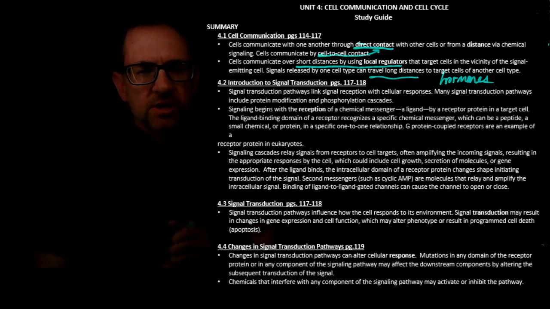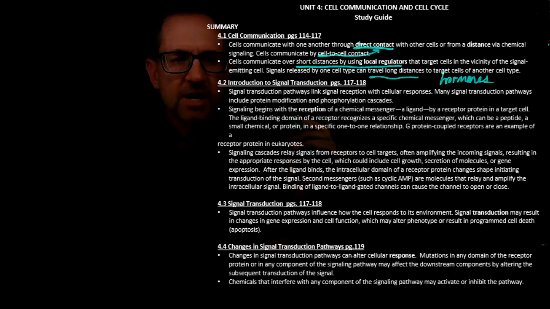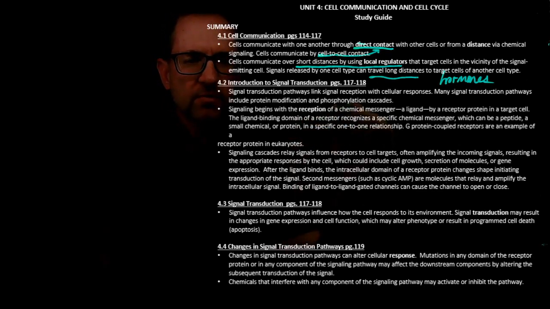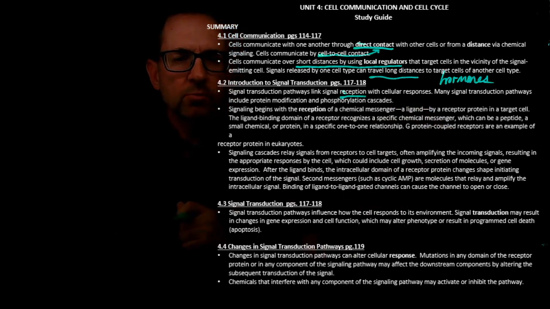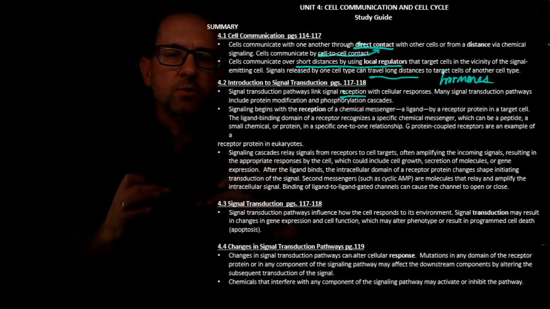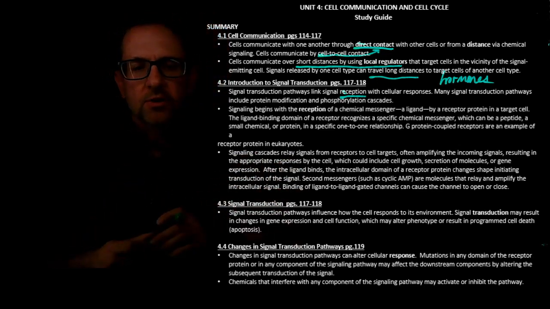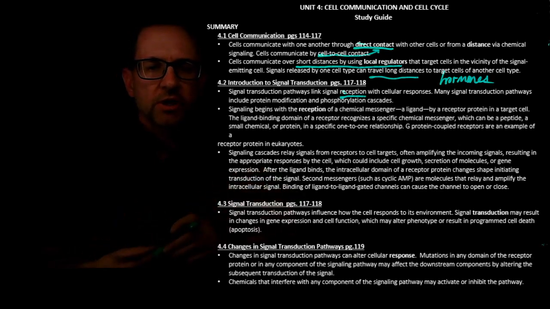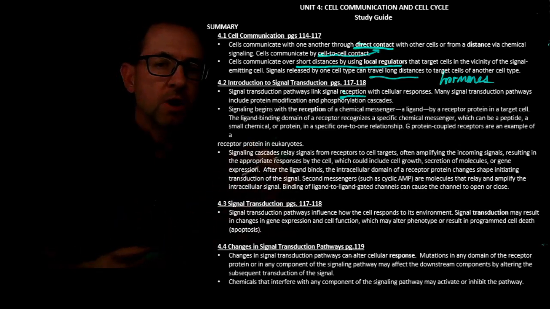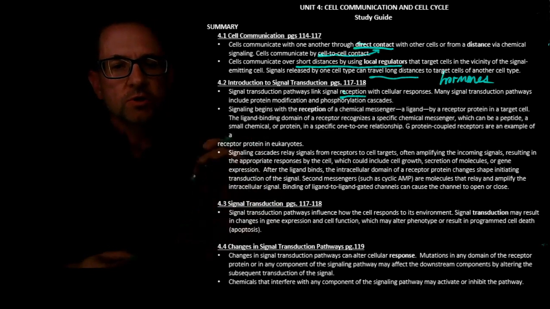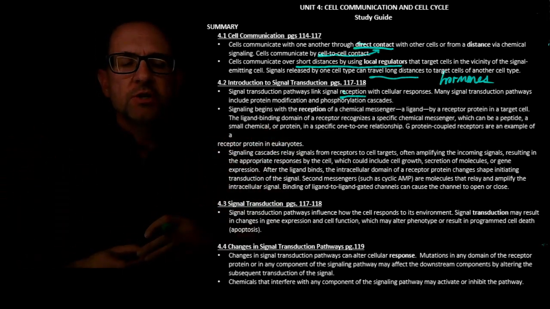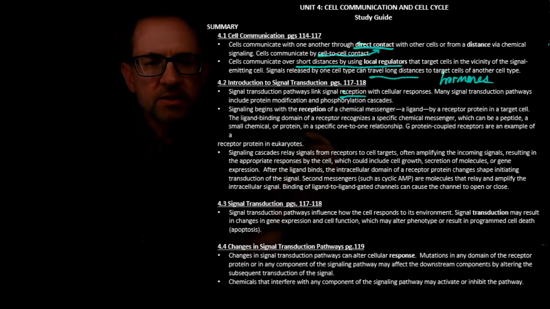Introduction to signal transduction pathways. These link signal reception, and that's our first word right there that we need to make sure we understand, reception. And that's going to elicit a response. Many signal transduction pathways include protein modification and phosphorylation cascades. Remember, to phosphorylate something means to either add or take away a phosphate, turning it on, turning it off. And we could modify a protein, or we could also be going straight to the DNA and causing a major change in gene expression.